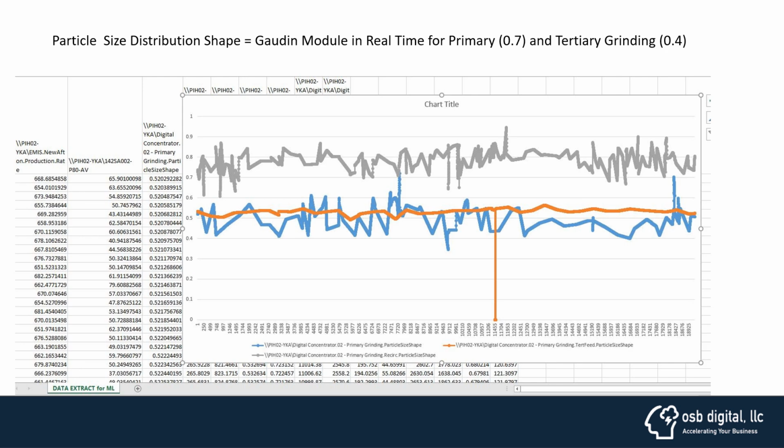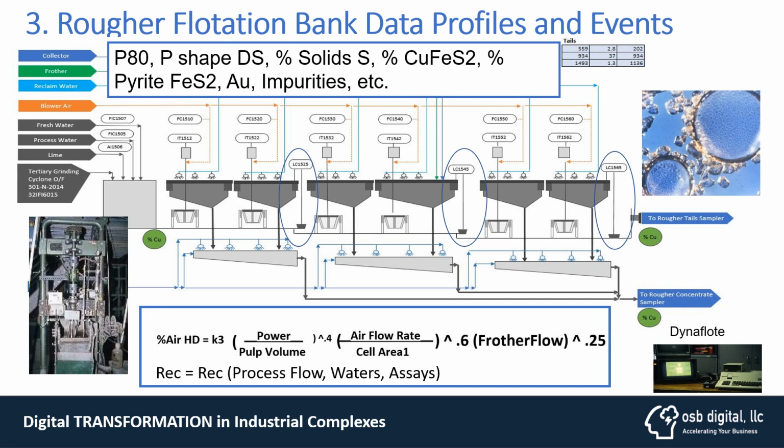This is showing one of our recent works where we are presenting the Gaudin-Schuhmann distribution plotted. This is what we use to identify the right amount of water and the throughput of the mill. So we need to have this difference going on in real time to maximize and to characterize correctly the product of the grinding to flotation.